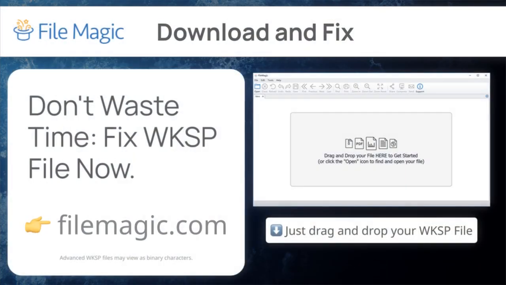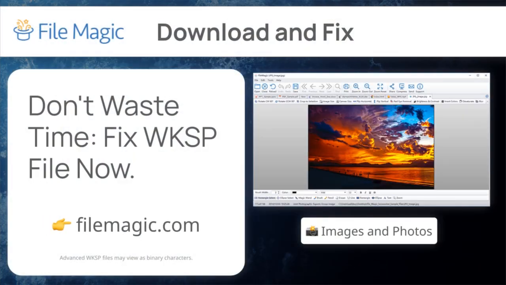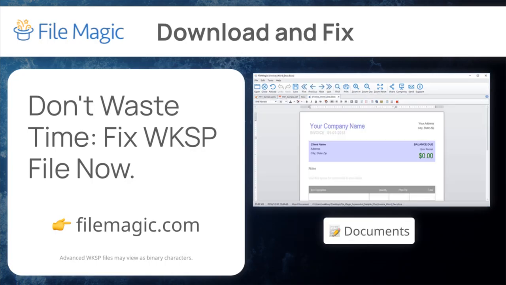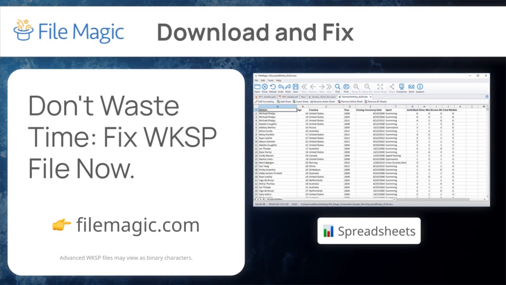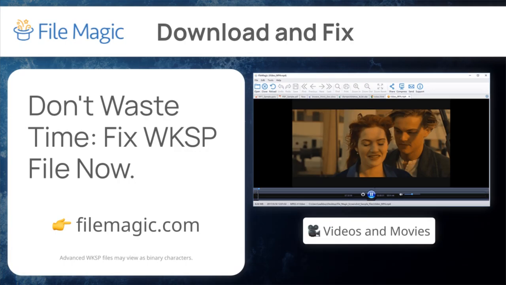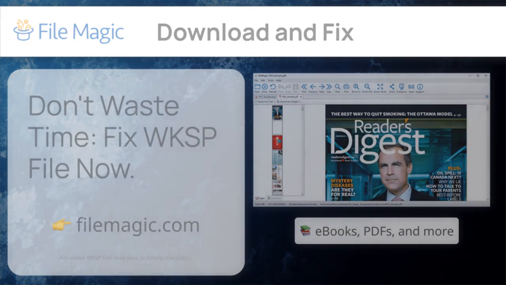We're going to solve this WKSP issue, but first, a general piece of advice. A good universal viewer is a system essential. It provides quick recovery access. My suggestion is found below, and we will revisit later on.